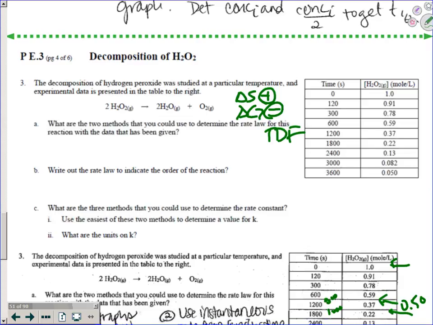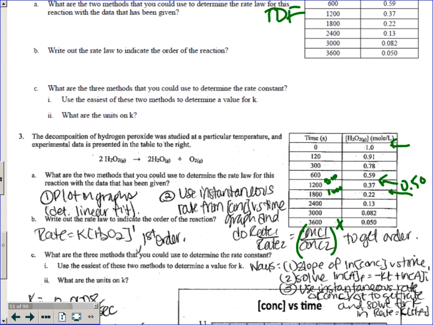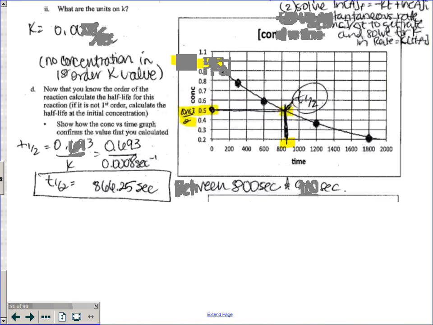For the last one, yes, that is the only graph you can use to find half-life. That is it. You cannot use the LN graph. You cannot use the 1 over time graph. That is the graph.